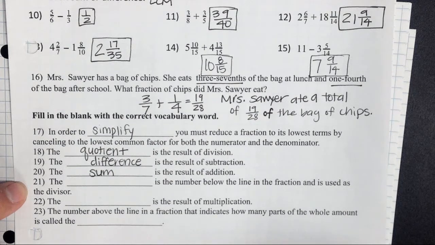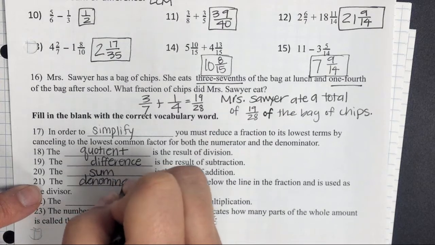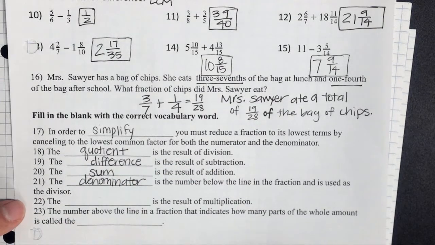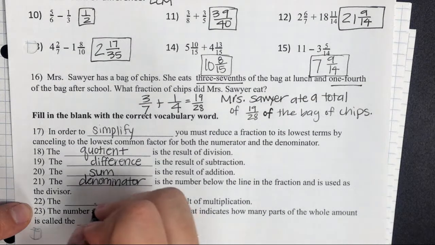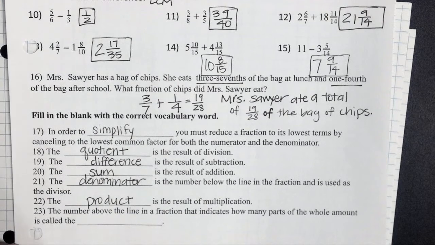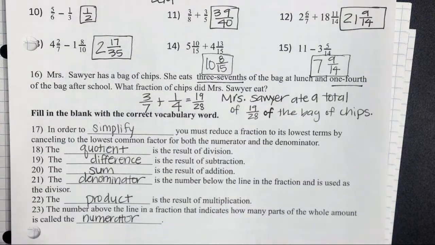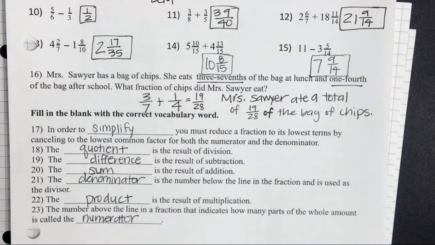Awesome. Well, we have a word bank. I think they're matching. Give me a few minutes, I'll double check just to make sure. The blank is the number below the line in the fraction. Absolutely. The result of multiplication. Product. It's factor, product. The number above the line in a fraction. Numerator. Any questions? Yes. All right, I'm going to pause this for just a second.